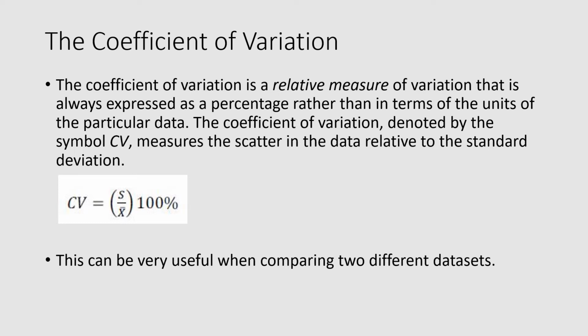Okay, so the coefficient of variation is usually denoted by the symbol CV. CV equals the standard deviation divided by the mean of the data, times 100, because we want to convert it into percentage.